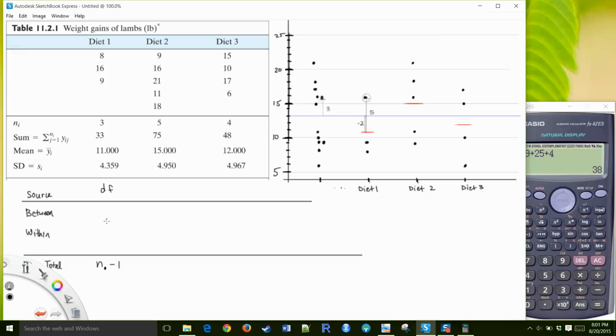The sum of squares, which we did on the last page, is the sum of n times y bar minus y double bar squared for between, and the sum of squares within is the sum of n minus 1 times s squared. And the total, you can just say sum of squares between plus sum of squares within.